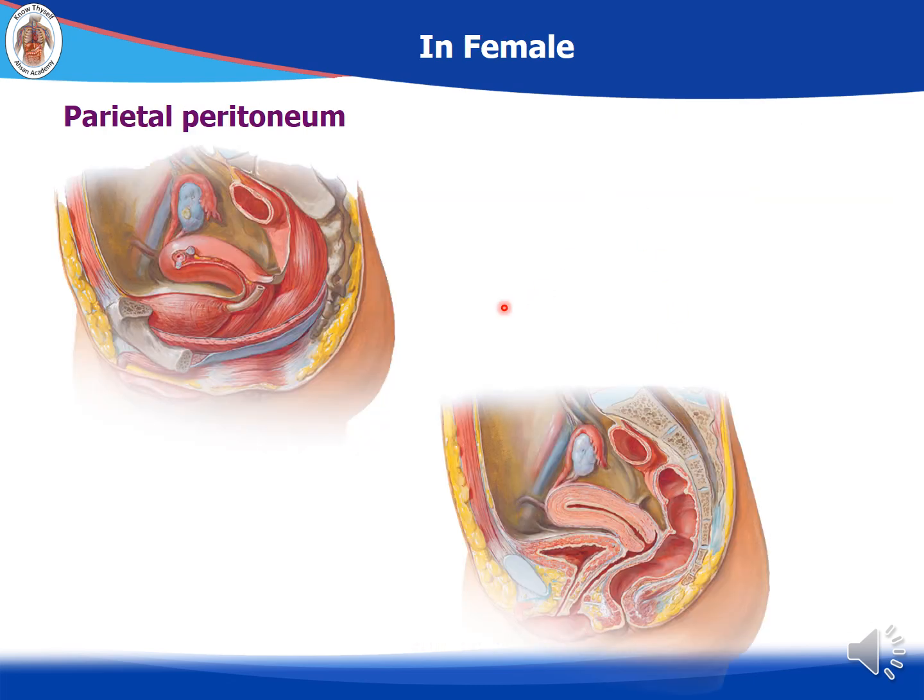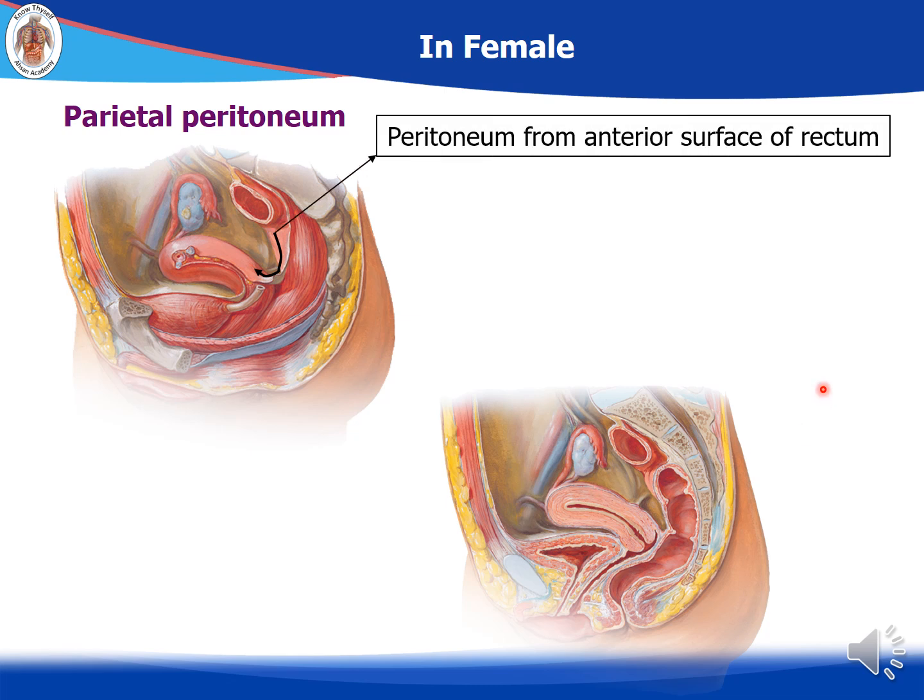In case of female, you see the uterus is standing between. So from the rectum, in the same way, the peritoneum from the mid part of the rectum will go to the uterus, and on the way it will cover the fornix of the vagina. This is the posterior fornix of the vagina, this the anterior fornix. So the posterior fornix is covered by the peritoneum, then it will go to the cervix of the uterus and then the body. So the peritoneal foldings will be different.